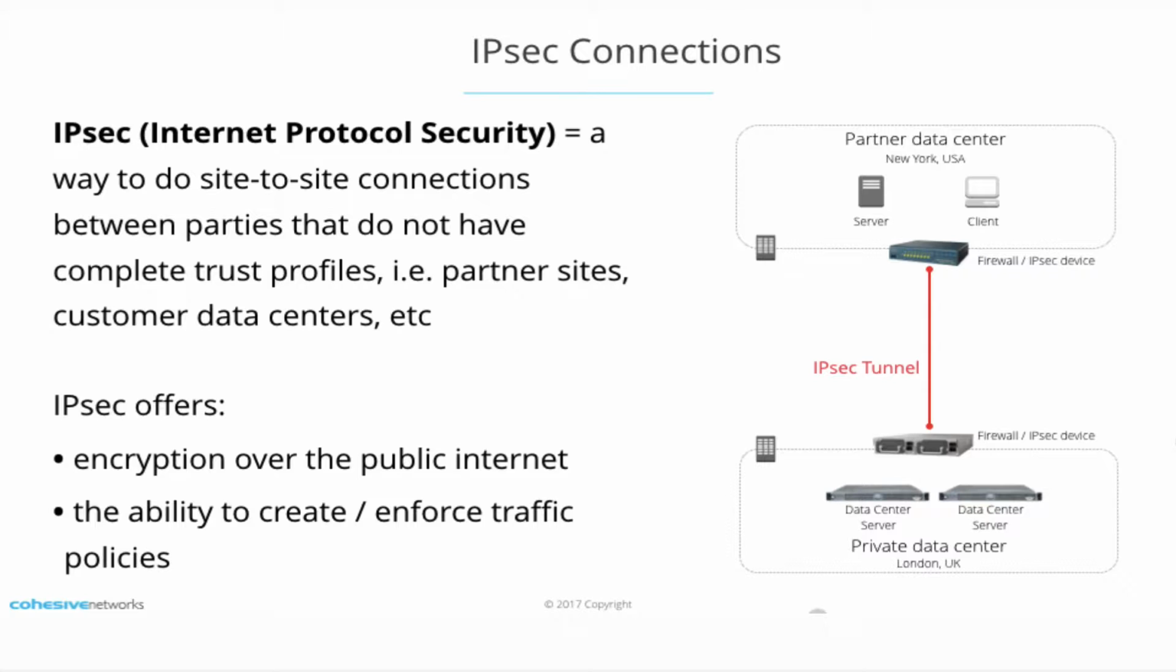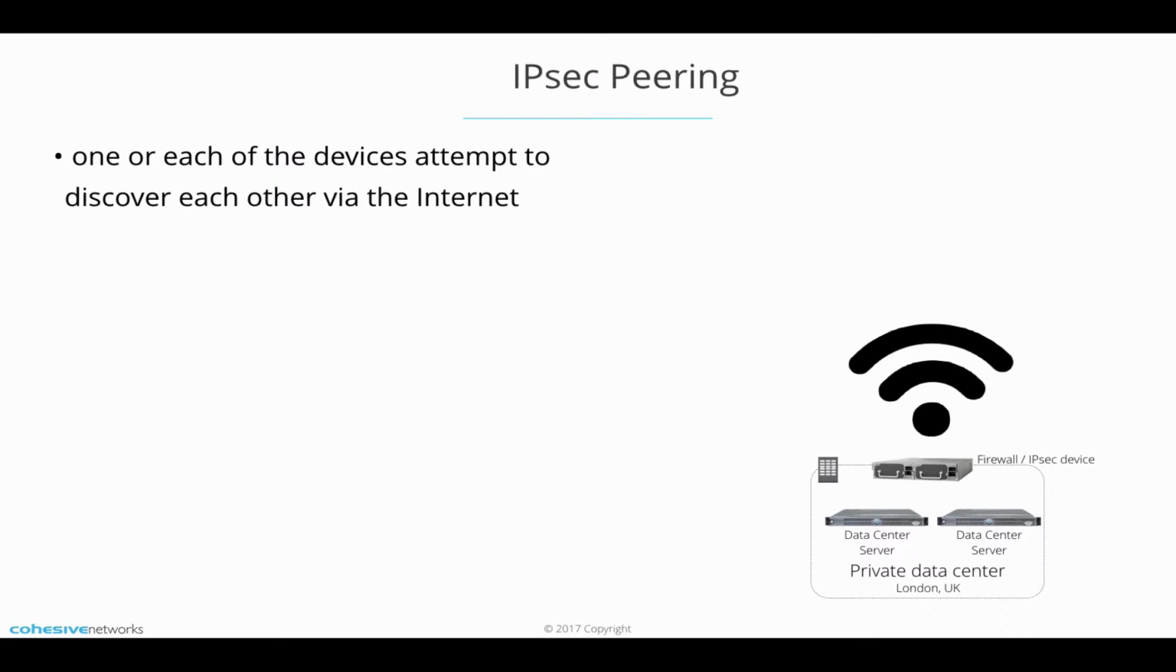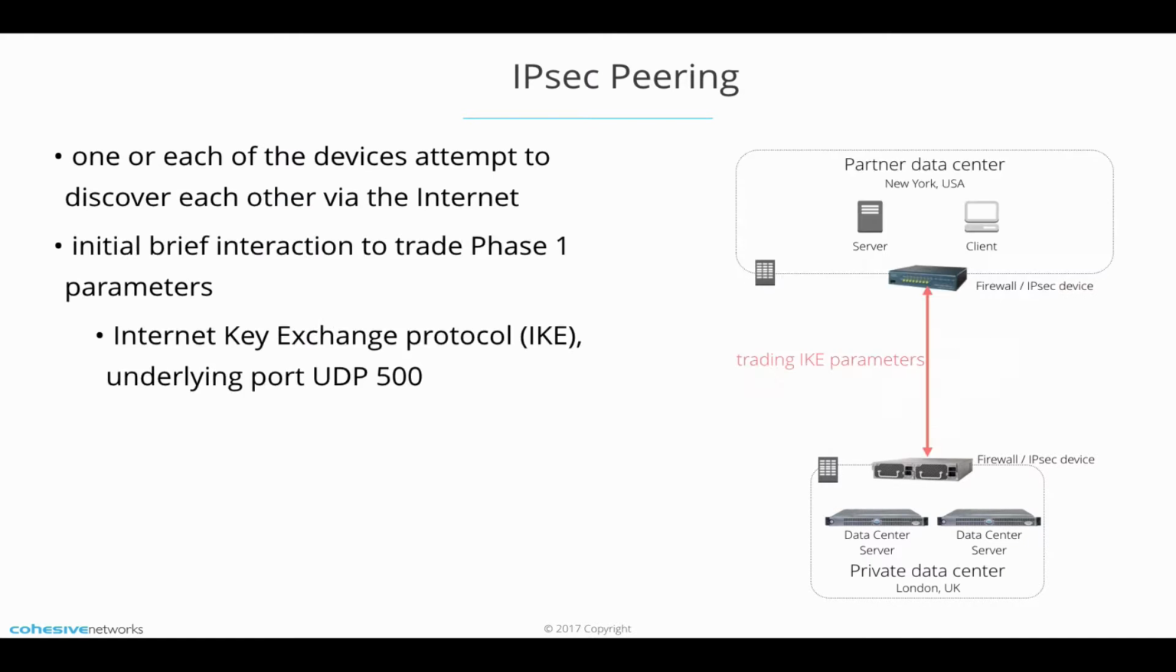So you want to set in place, number one, encryption over the internet. And then you also want to set in place policies that limit what you will show from your network and limit what you will see from their network. Two key elements of this: the first part of the communication, which is called Internet Key Exchange, is done over UDP 500, UDP port 500.